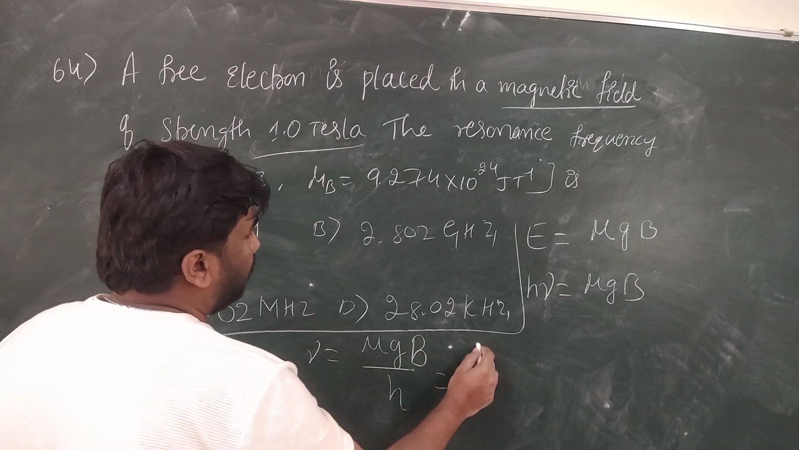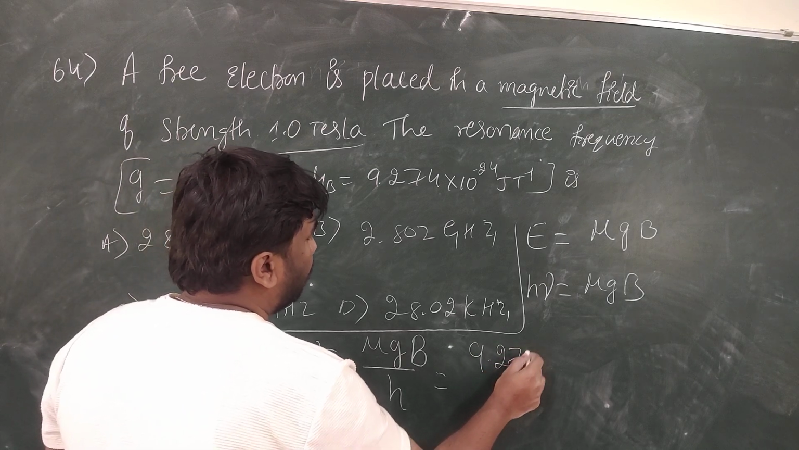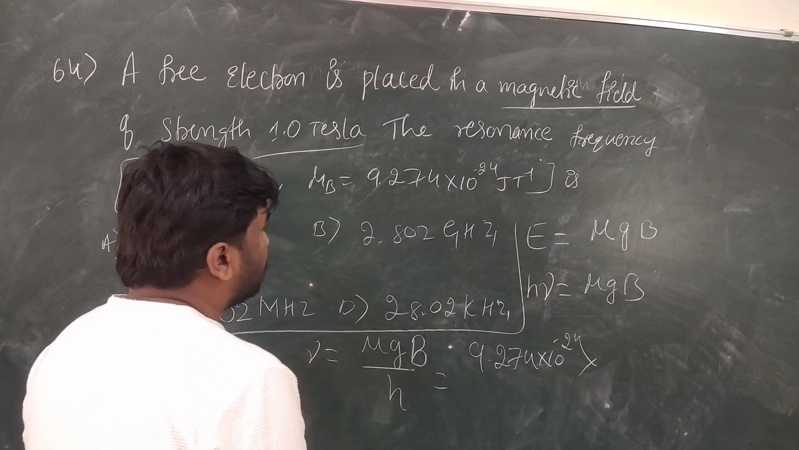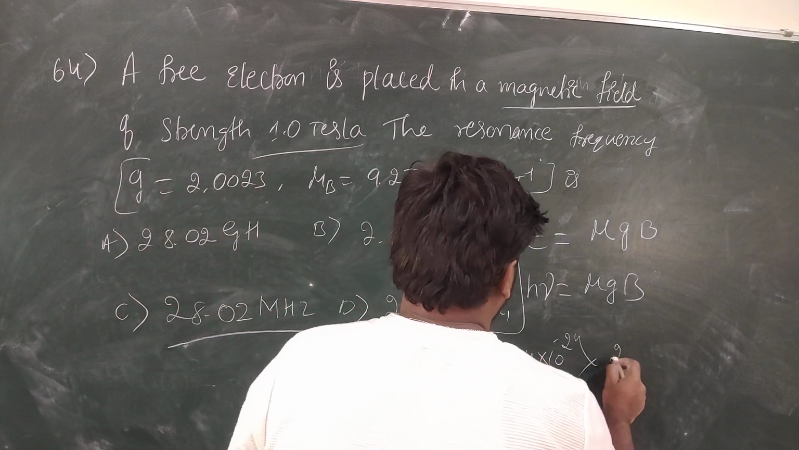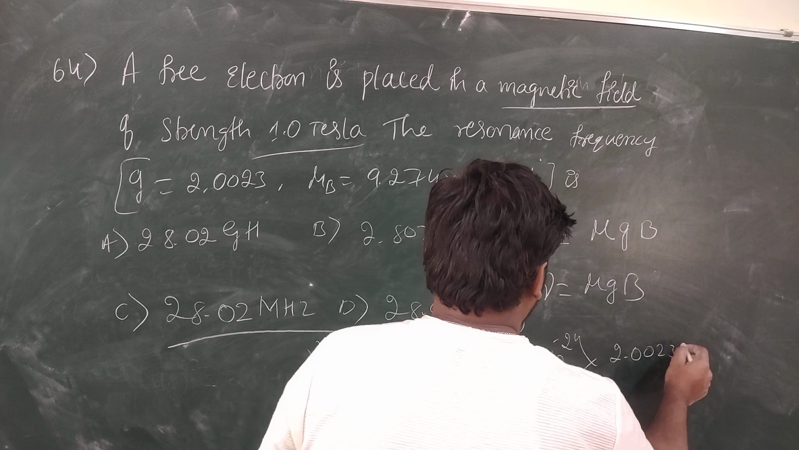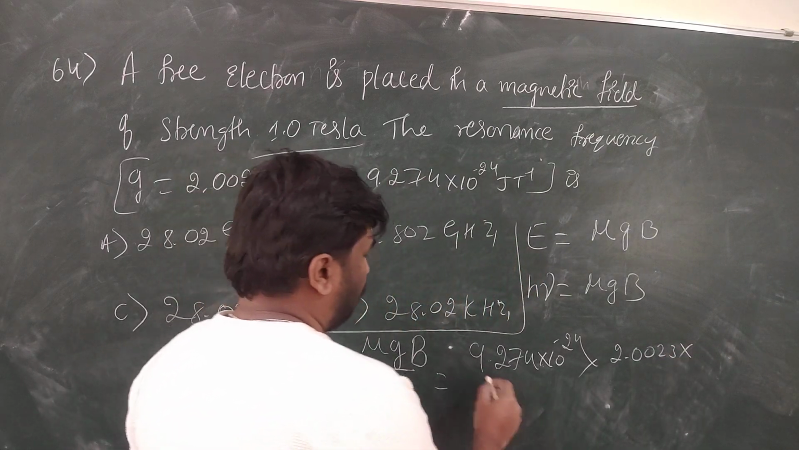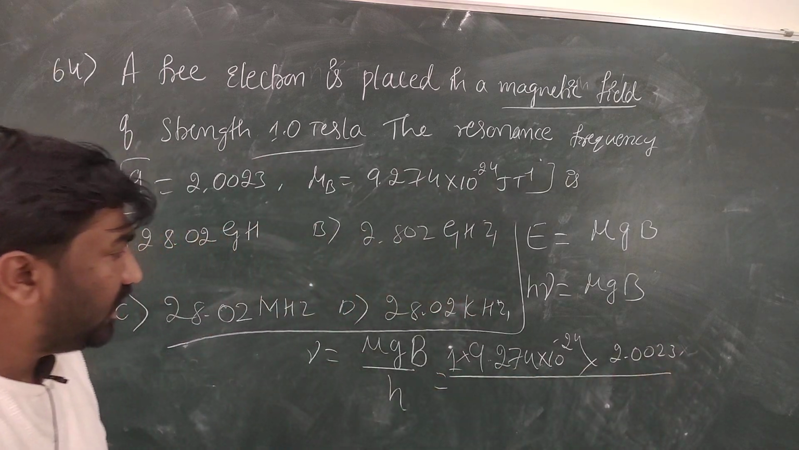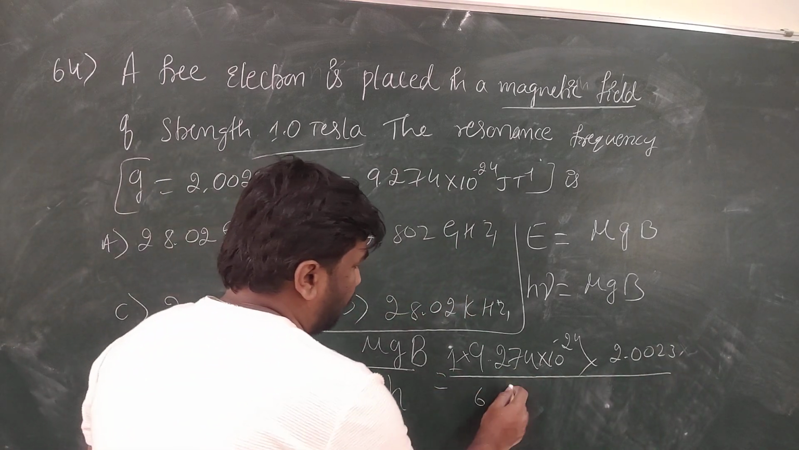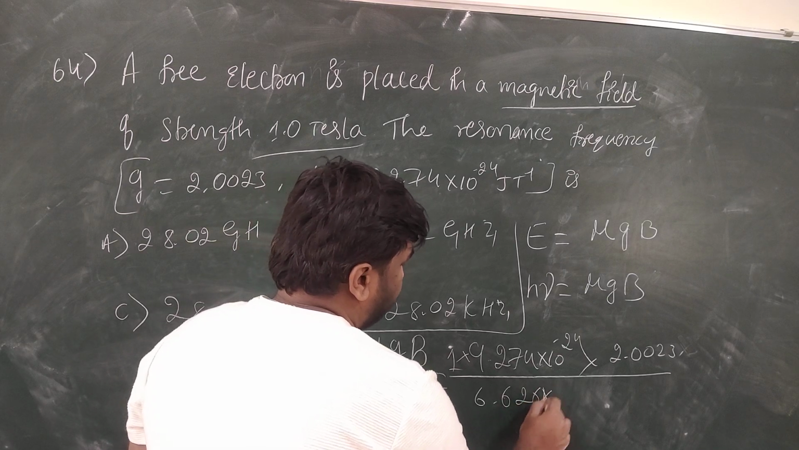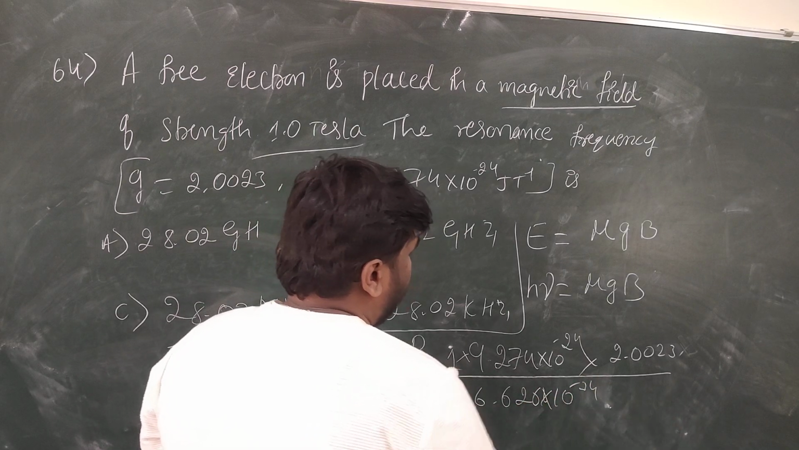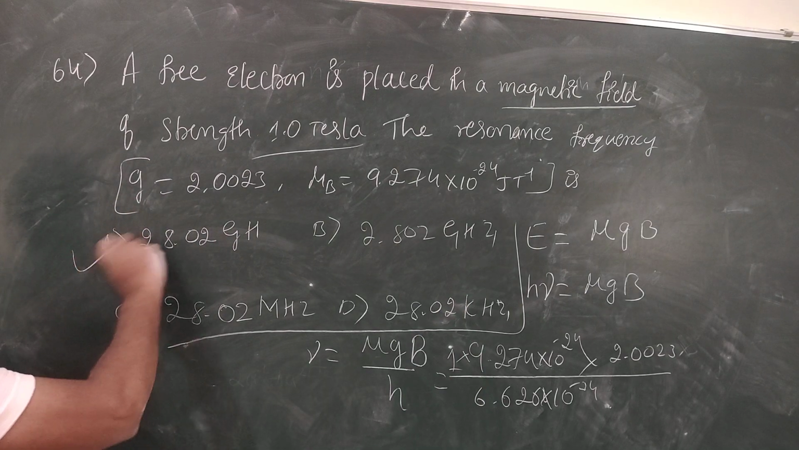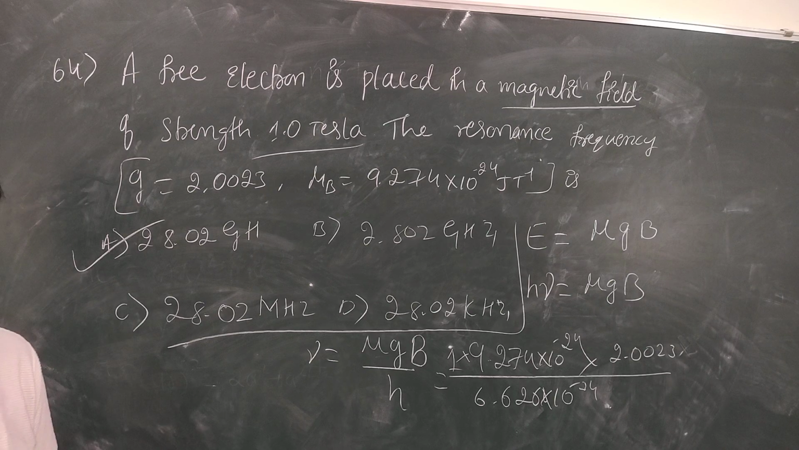So mu is given as 9.274 × 10^-24, and G, the gyromagnetic ratio, is 2.0023. The magnetic field is 1 Tesla, divided by h, which is 6.626 × 10^-34. After substituting all these constants and calculating, we will get 28.02 gigahertz. So this is the answer.